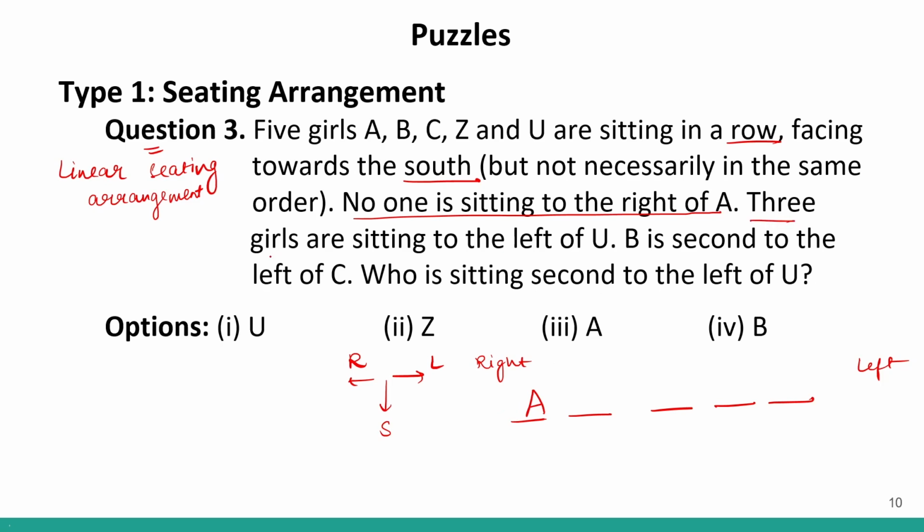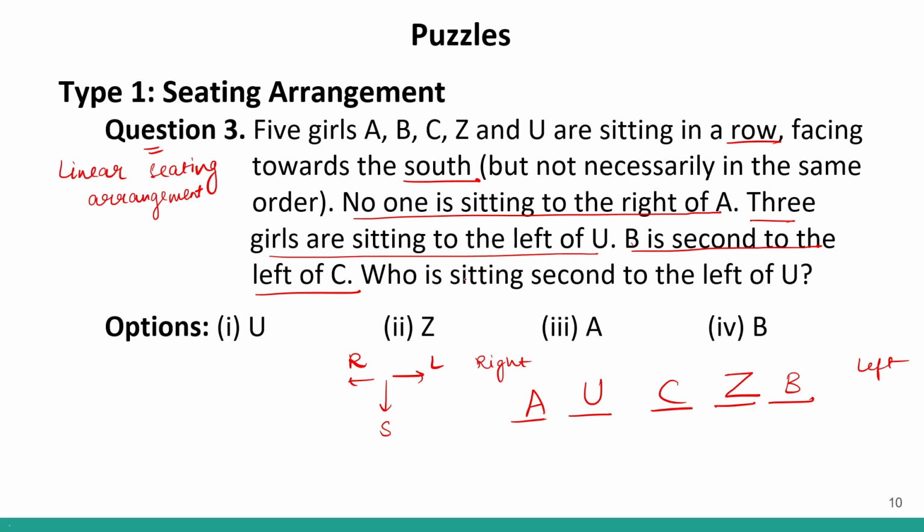3 girls are sitting to the left of U. So 3 girls are sitting to the left of U means U will come over here. Then only we will have 3 positions to the left of U. B is second to the left of C. So B will come over here and C will come over here, correct? The only person remaining is Z. So Z will come over here.